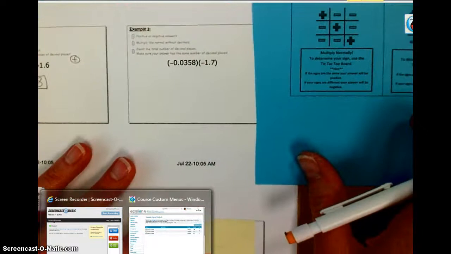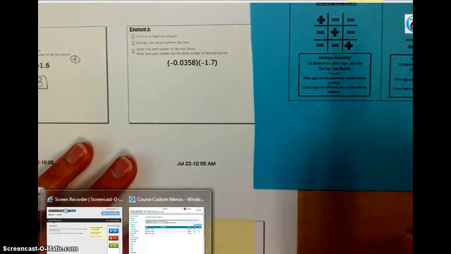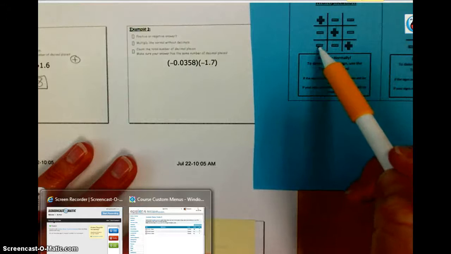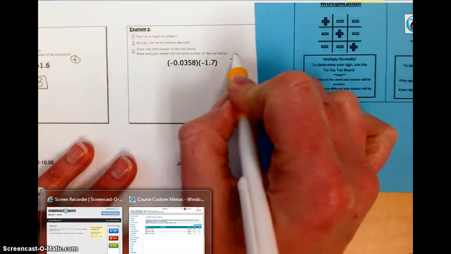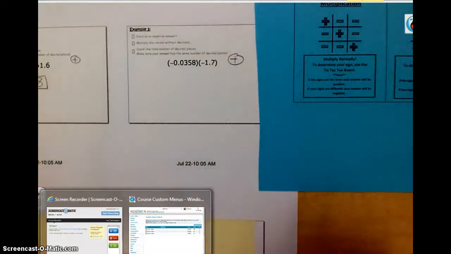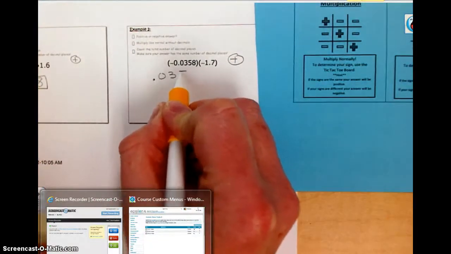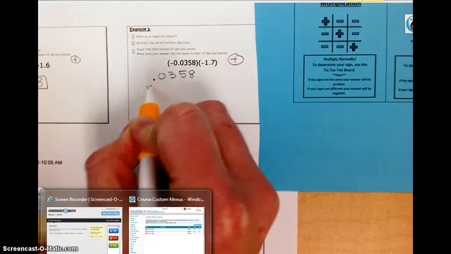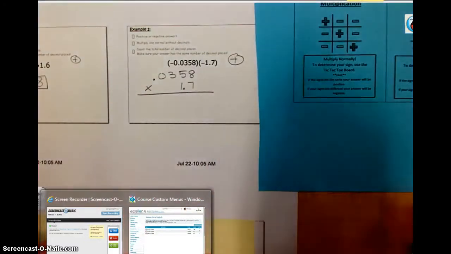As I look at my second example, I'm going to ask myself, is my answer positive or negative? A negative times a negative is a positive, so I will have a positive answer when I'm done multiplying. I'm going to take the number with the most digits and put it on top. Again, I don't need to line up my decimal points.